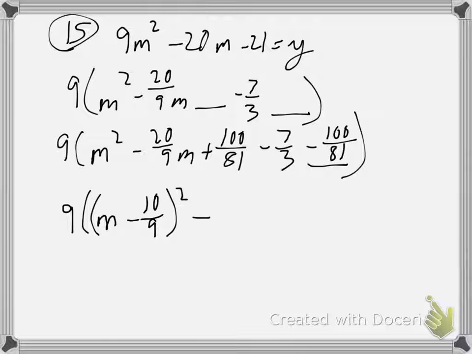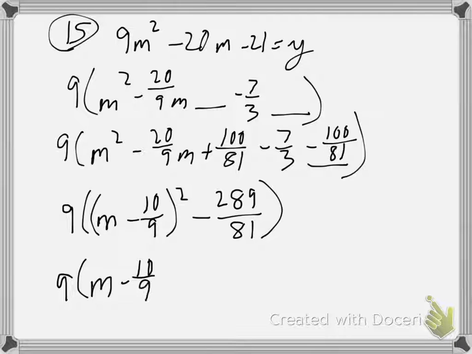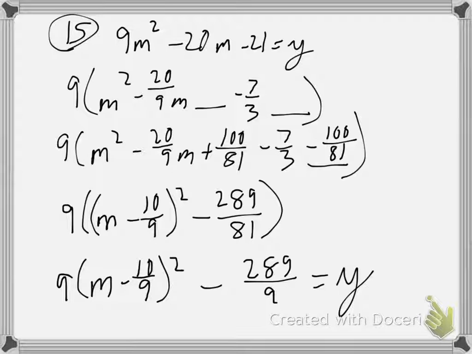That sounds right. And then 9, parentheses, m minus 10 over 9 squared, minus 289 over 9. The vertex is 10 over 9, minus 289 over 9.